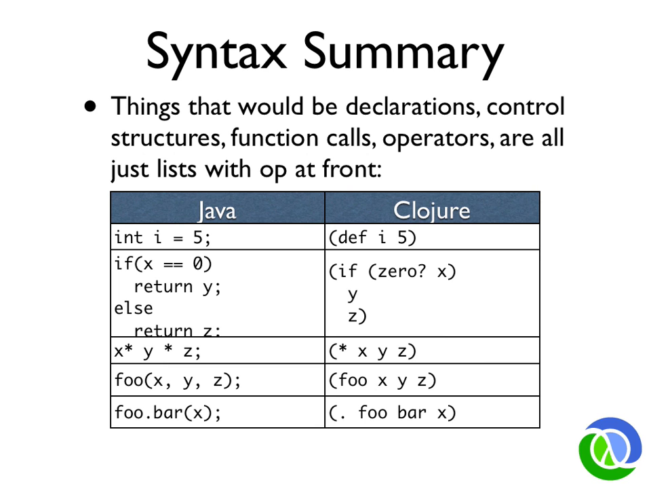X times Y times Z, what are these? Mathematical operators, again, another special thing about Java. And they can go in between things, and there's precedence rules, all other kinds of gook, right? Clojure, what? It's the beginning. I don't have to look anywhere. I don't have to look in the middle or look for semicolons. What's happening? Multiplication first.